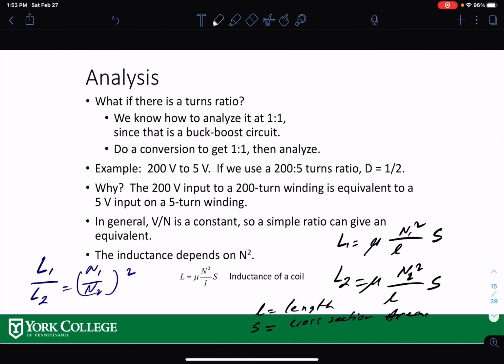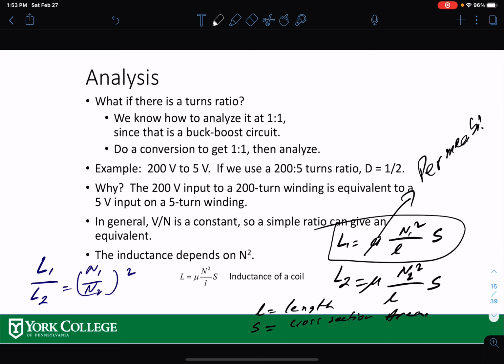Now, what is the inductance in a coil? Inductance in a coil depends on this equation over here. N1 is the turns ratio for side 1, L is the length of the coil, and mu is the permeability. You heard the term before in physics, permeability, right? That's the magnetic property. The higher the permeability, the better the magnetic material, and A is the cross section area. The same applies to side 2.